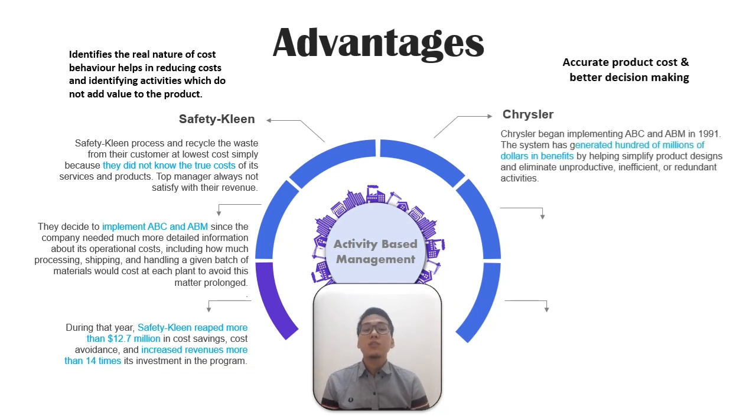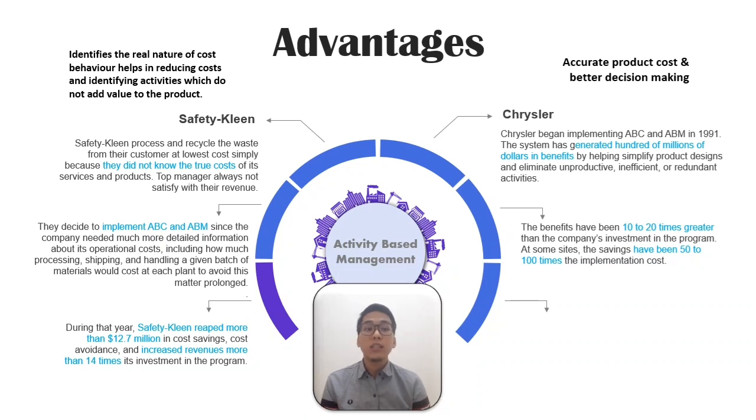And next is Chrysler. Chrysler began implementing ABC in 1991. The system has generated $100 million in benefits by helping simplify product designs and eliminate unproductive, inefficient, or redundant activities. The benefits have been 10 to 20 times greater than the company's investment in the program. At some sites, the savings have been 50 to 100 times the implementation cost.